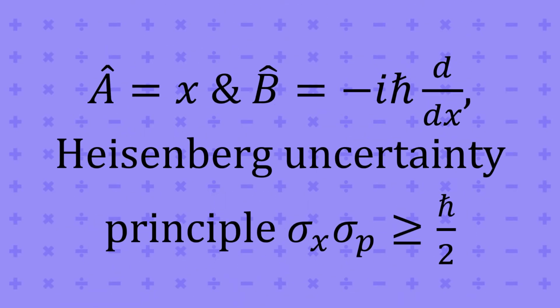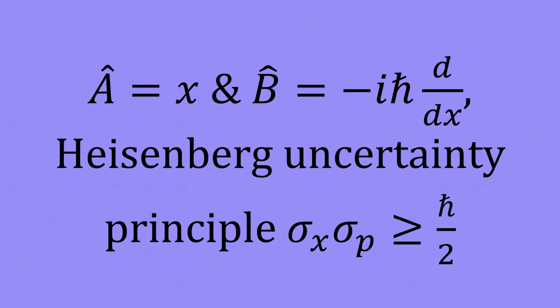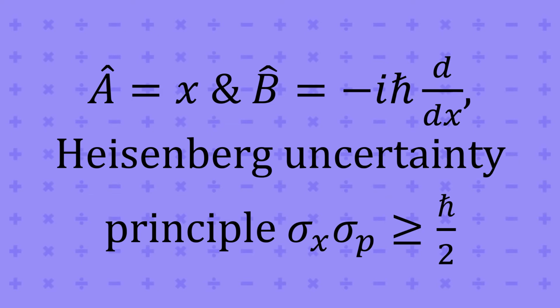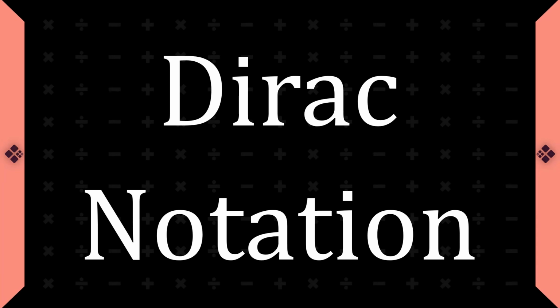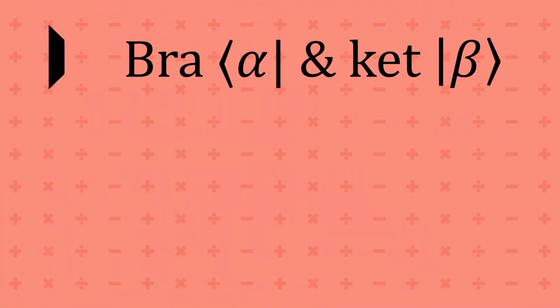Now let's move on to discuss the generalized uncertainty principle. It states that for two observables a and b, the variance squared of a times the variance squared of b is greater than or equal to the square of 1 over 2i times the expectation of the commutator of a hat and b hat. If we choose a hat equals x and b hat equals momentum, we get the original Heisenberg uncertainty principle.